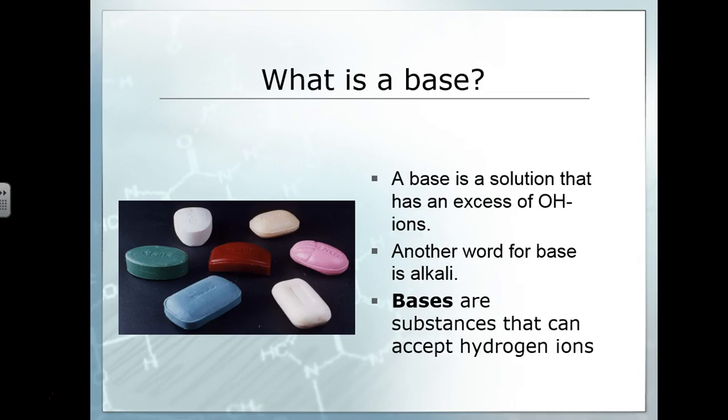So now let's transition. So then what is a base? Well, a base is a solution that has an excess of hydroxide ions. So essentially, a base is lacking the protons or the hydrogen protons. So they can accept hydrogen ions, but they do not have a lot of the H plus ions like an acid, so something is basic. So another word for a base is alkali. So if you see alkali metals, we looked at alkali earth metals last year on the periodic table.